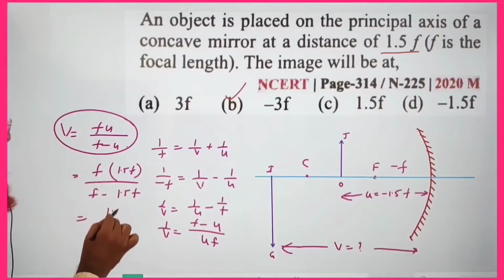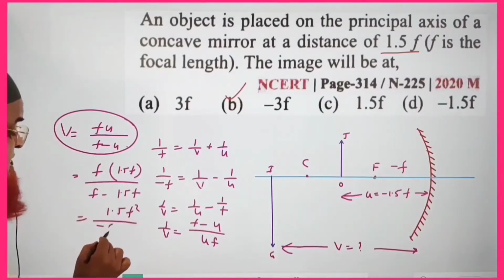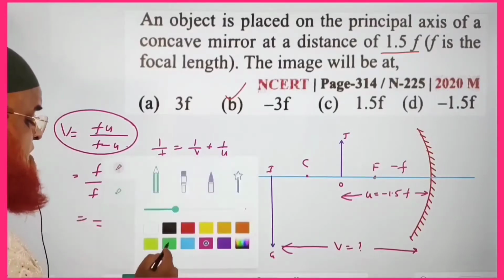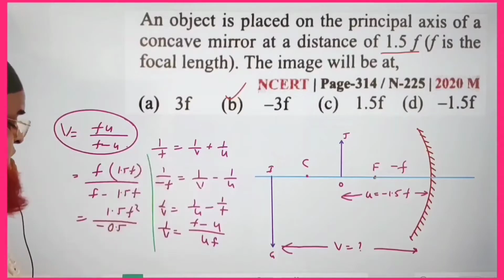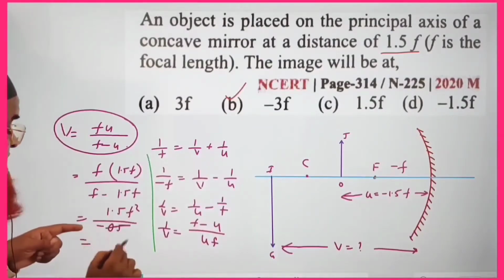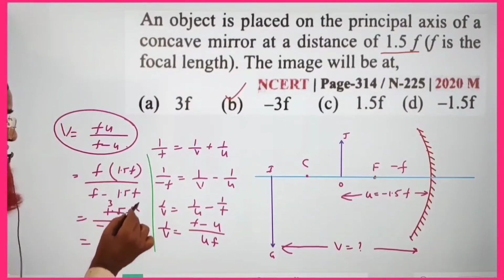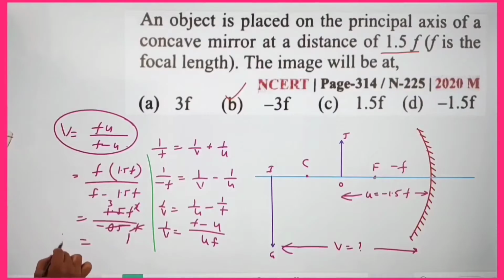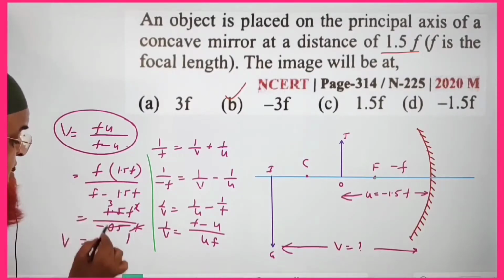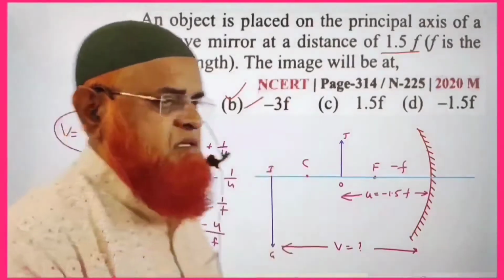So this is 1.5f square divided by minus 0.5, because f minus 1.5 is going to be 0.5. That's it. So here, what are we getting now? See, this is 1 times, it is going to be 3 times. Here already one f is there, f square gets cancelled. So therefore, v is going to be how much? This minus comes to the left side, upwards. That is, your answer, minus 3f, is going to be your correct answer.